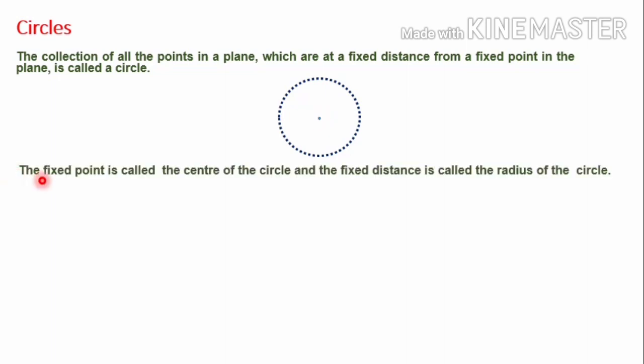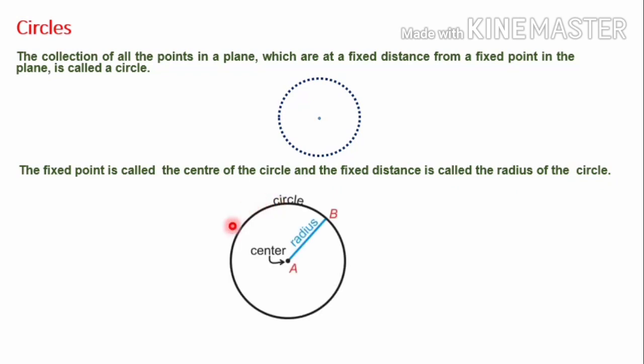That fixed point is called the center of the circle. Here a fixed point is marked. So that point is called the center of the circle, and the fixed distance is called the radius of the circle. Here let's mark all these things. This is a circle, and here there is a fixed point in the middle of the circle, that is called the center, and there is a fixed distance, that is AB, means from the center of the circle to a point on the circumference of the circle. That distance, AB, is called the radius of the circle.